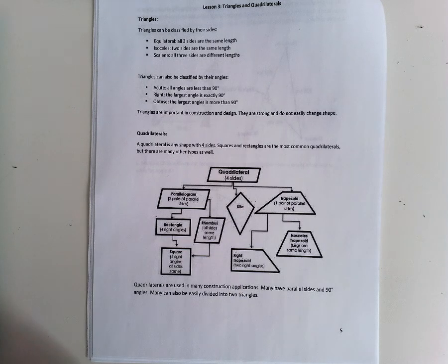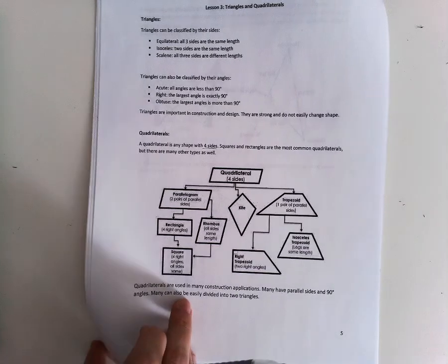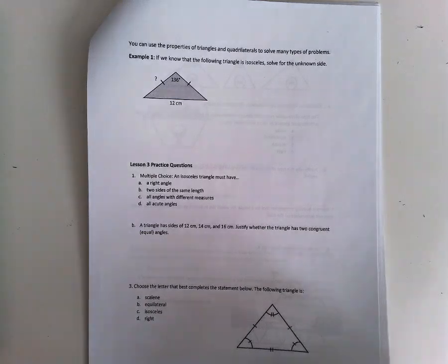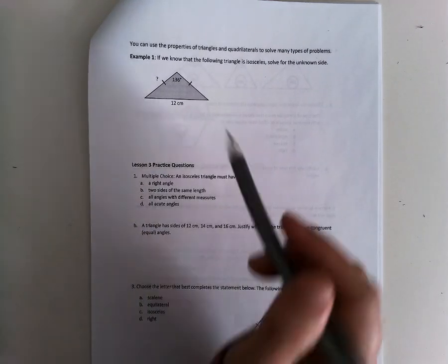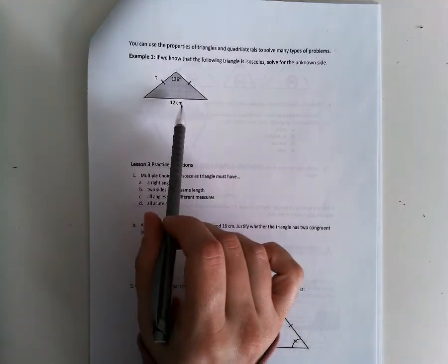Quadrilaterals are also really important. They can be easily divided. They're easy to work with. They can also be divided into triangles. Using these properties, you can solve many different types of problems. So there's just one example here for you.